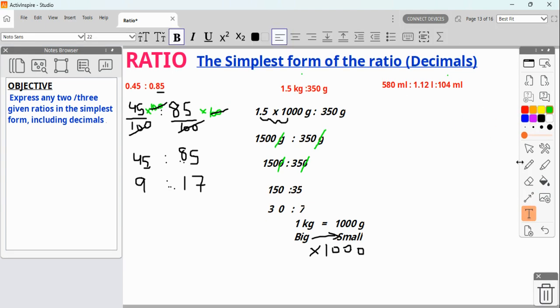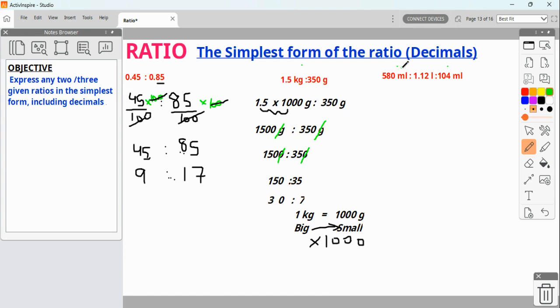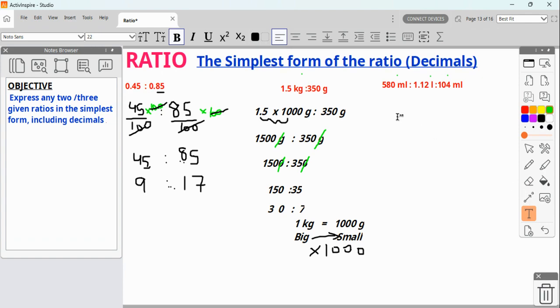First, here we have the unit milliliter, here we have liter, and here we have milliliter. So in two places we have milliliter and in the center we have liter. The first one we will copy down the same, no change: 580 milliliter. This 1.12 liter we can convert into milliliter. For converting liter to milliliter, we already know 1 liter is equal to 1000 milliliter.